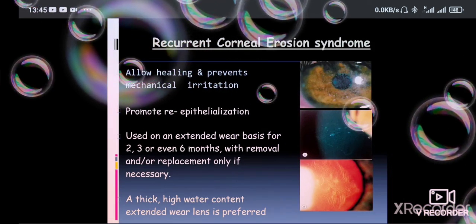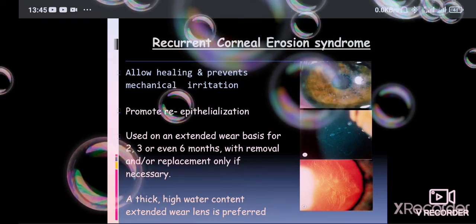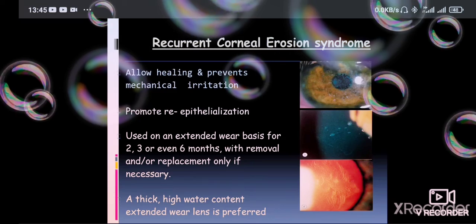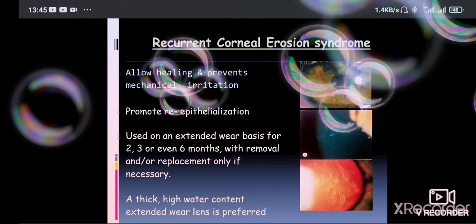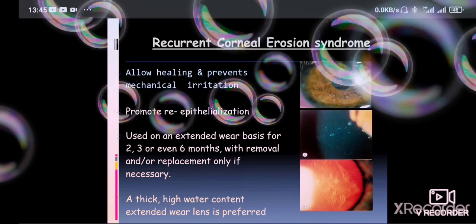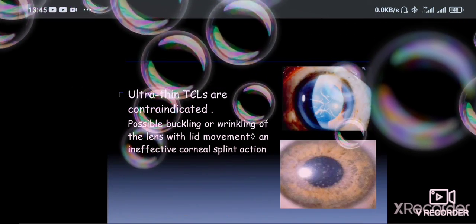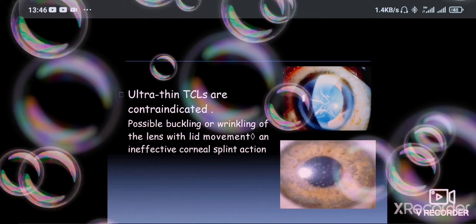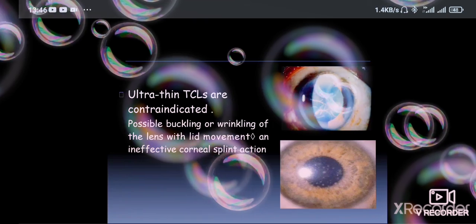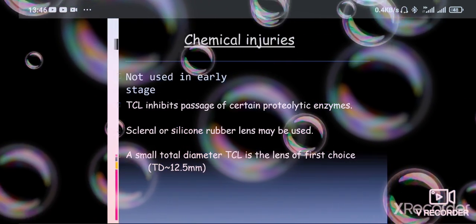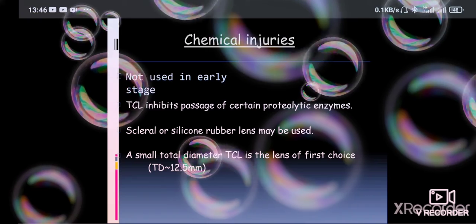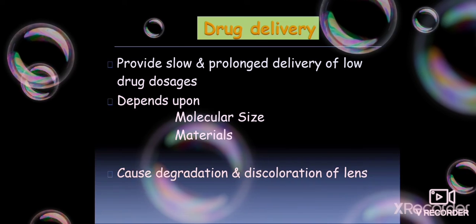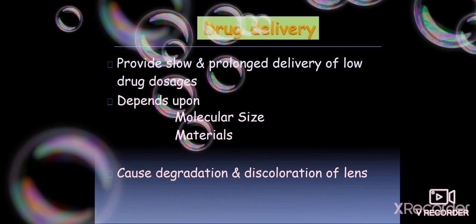In recurrent corneal erosion syndrome, the lens allows healing, prevents mechanical irritation, and promotes reepithelialization. It is used on an extended wear basis, for 2, 3 or even 6 months, with removal or replacement only if necessary. A thick, high water content extended wear lens is preferred in this case. Ultra thin therapeutic contact lenses are contraindicated because of possible buckling or wrinkling of the lens with lid movement, and infective corneal splinting action. Chemical injuries are not treated with it in the early stage. Therapeutic contact lenses inhibit the passage of certain molecules depending on molecular size and materials, and cause degradation and discoloration of the lens.